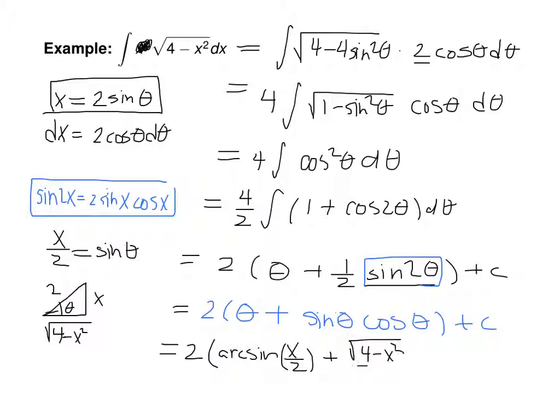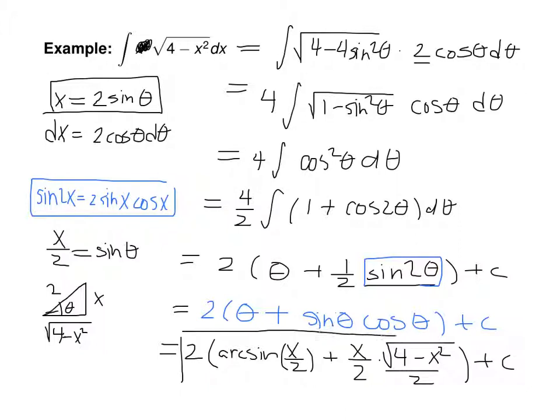And sine of theta will be the root of 4 minus x squared over 2. Oops, that's wrong. Sine isn't that. Sine is x over 2. Sine theta is x over 2. The cosine now is adjacent over hypotenuse, so that's the root of 4 minus x squared over 2, plus c. And that's the antiderivative of the root of 4 minus x squared. Of course, you can distribute the 2, multiply the denominators, etc., but effectively, that's it.